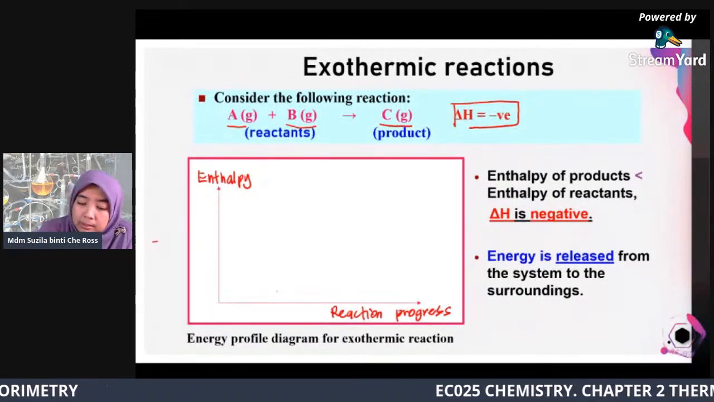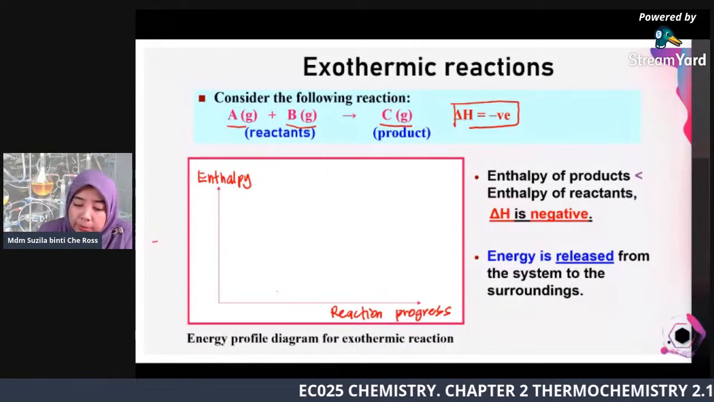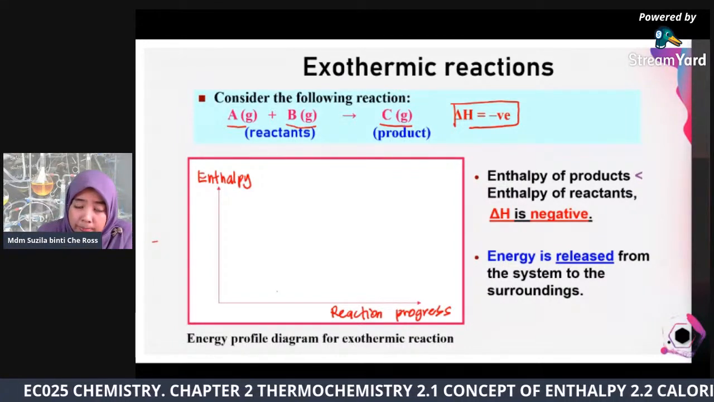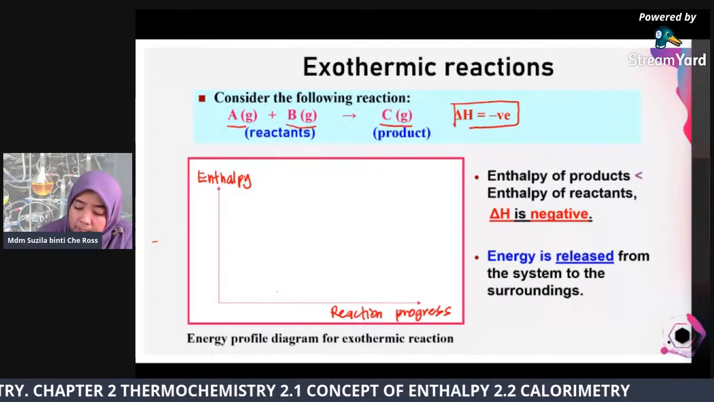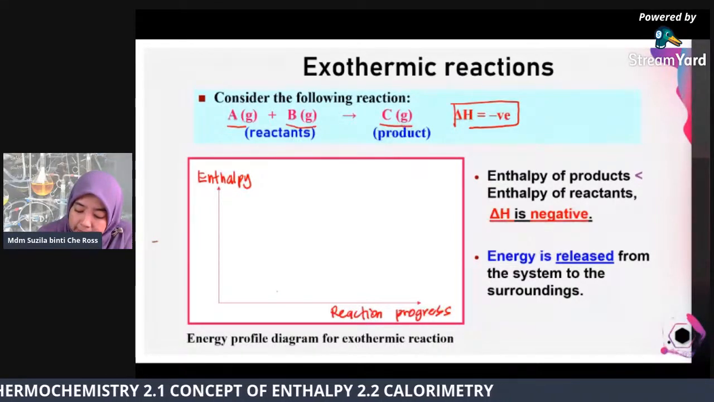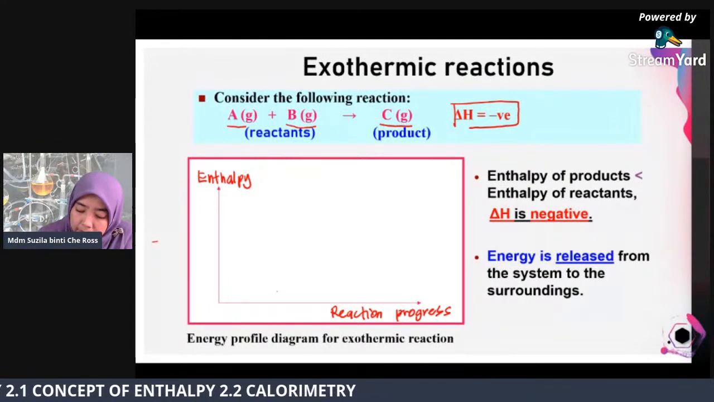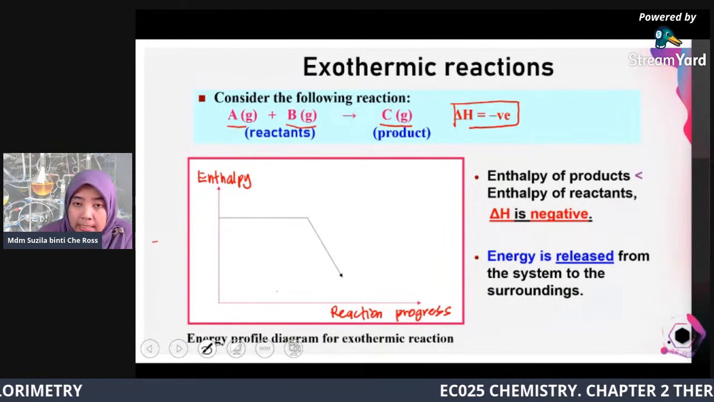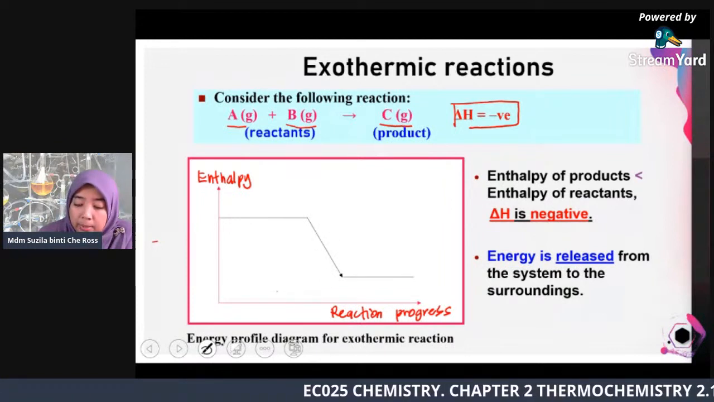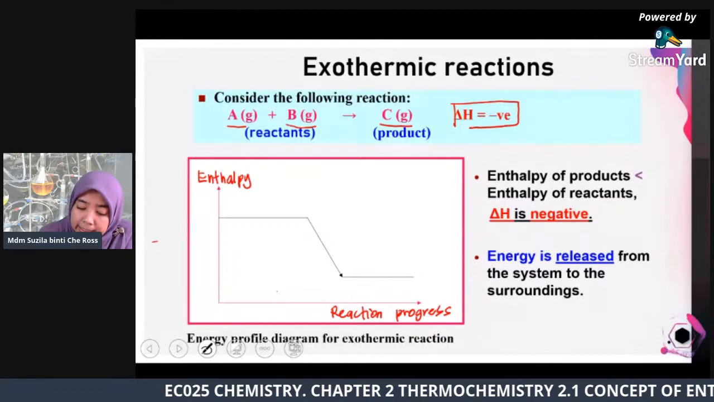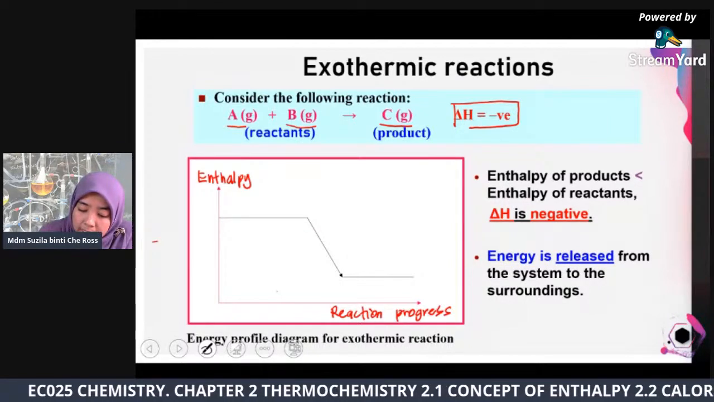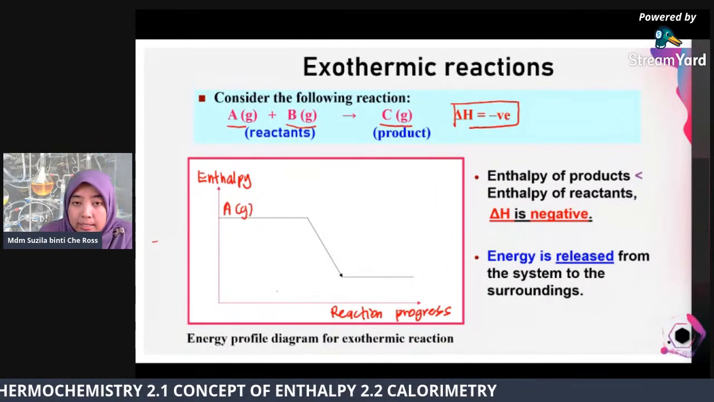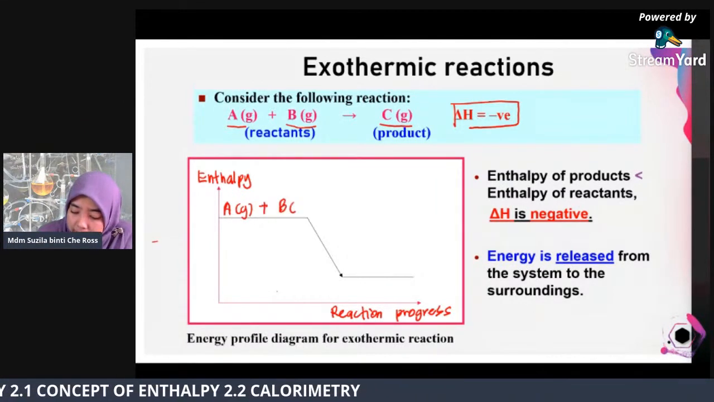Since we have learned the characteristic of an exothermic reaction, which is that the enthalpy of the product is always smaller than the enthalpy of the reactant, we can draw the diagram like this, with the reactant greater than the product. Then we need to label the reactant involved. In this case, our reactant is A gas plus B gas, and the product is C.